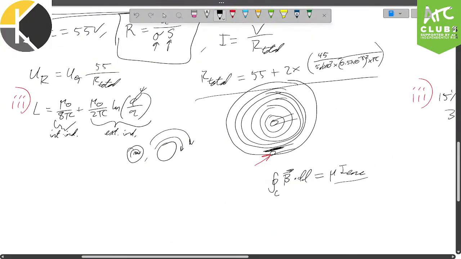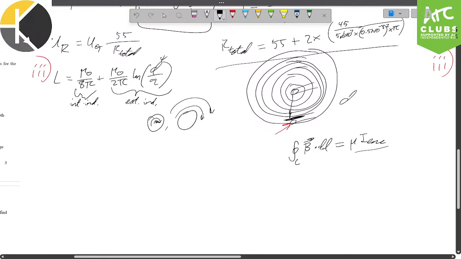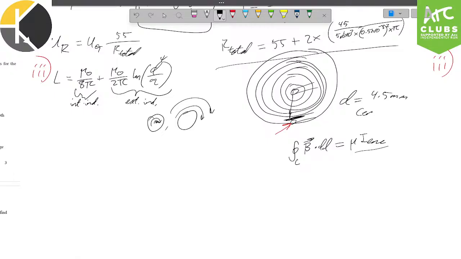So I have 45 millimeters here to there, which I'm going to put as my D value. So this implies that D is going to be 4.5 millimeters, which is the center to center measurement. So this determines the greatest distance at which I am considering a magnetic field to be generated by this transmission line over here. Does that make sense?